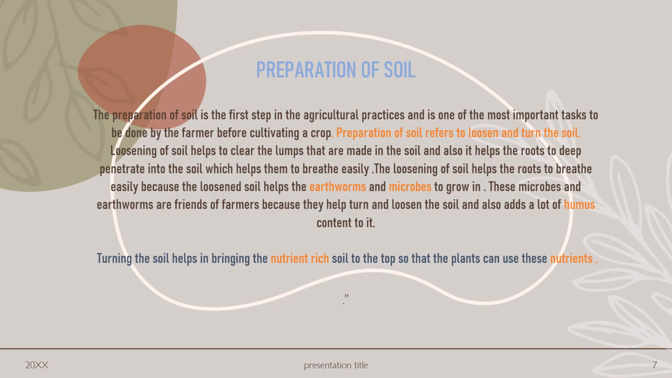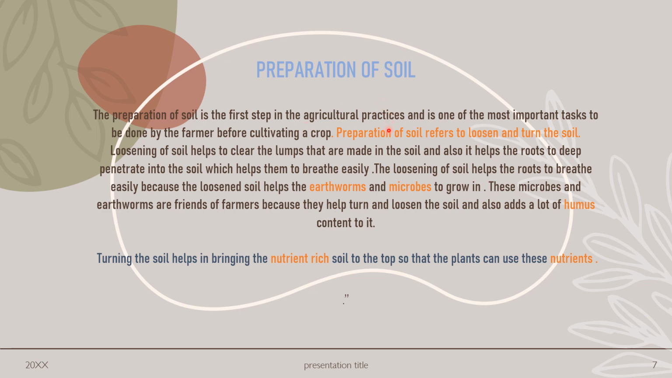Now about preparation of soil. It is the first step in agriculture practices and is one of the most important tasks to be done by a farmer before cultivating a crop. It is very important for the crop and it also determines the quality of the crop. If we don't prepare the soil properly, it can harm the crop's growth. So it is very important to prepare the soil before cultivating the crop.